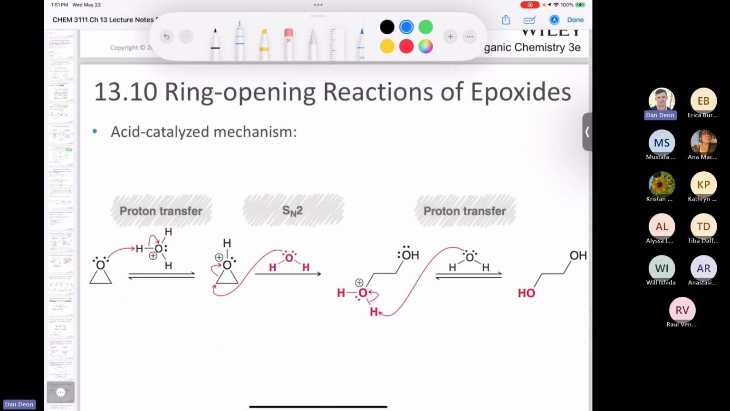This is a mechanism you should know. You should know how to draw the mechanism of an acid catalyzed ring opening. First step is a proton transfer, then your weak nucleophile can come in, attack, then you do another proton transfer, and you're done.